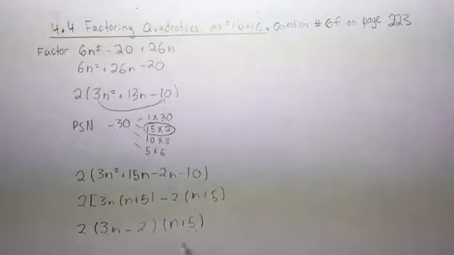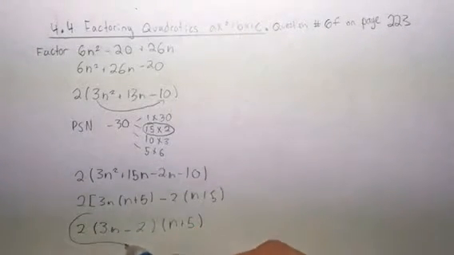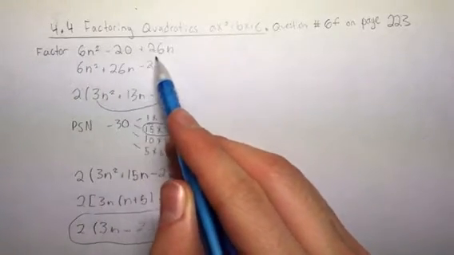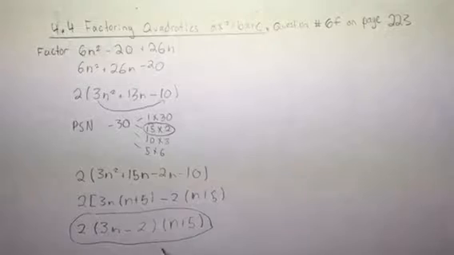And there we go. So this right here is 6n² minus 20 plus 26n in factored form, factored to the lowest. So this is your answer.